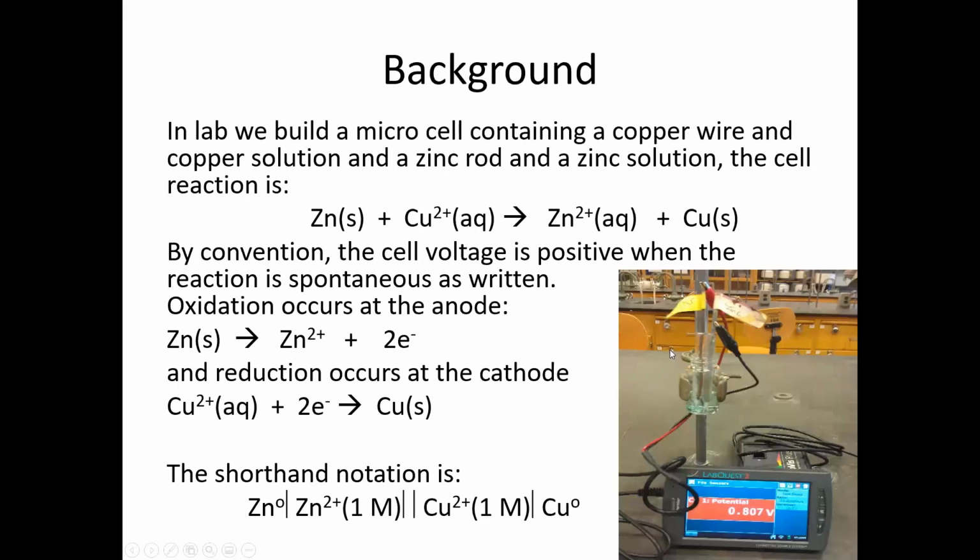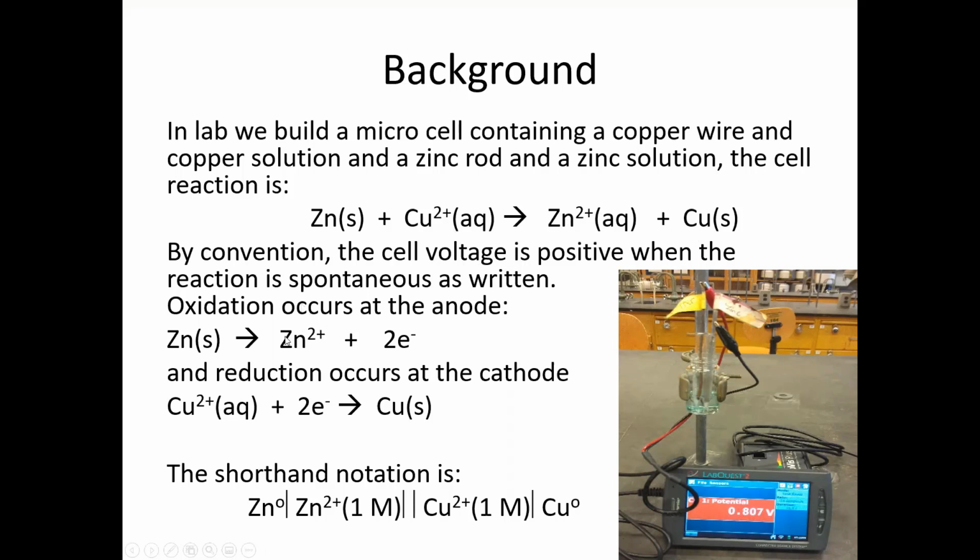So here I show a voltaic cell constructed with zinc and copper. The chemical reaction is zinc as a solid reacting with copper solution. You can see the blue color here, and it becomes Zn2+ in aqueous solution, which is a transparent, colorless solution, and the copper solid. And by convention, the cell voltage is always positive.